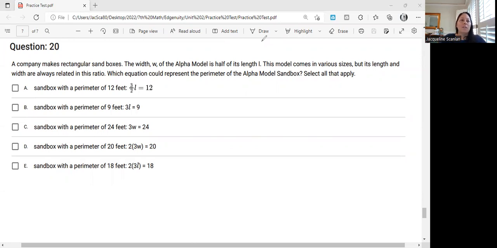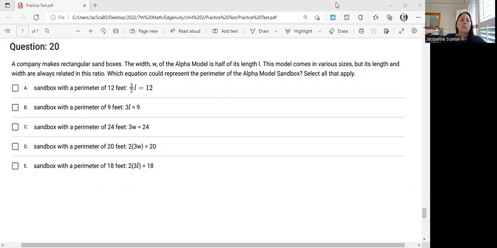It says a company makes rectangular sandboxes. The width, W, of the alpha model is half of its length, L. This model comes in various sizes, but its length and width are always related in this ratio. No matter how big or how small they make that sandbox, the length is always going to be bigger than the width. The width is always going to be half the length. They are asking you which equation could represent the perimeter of the alpha model sandbox.